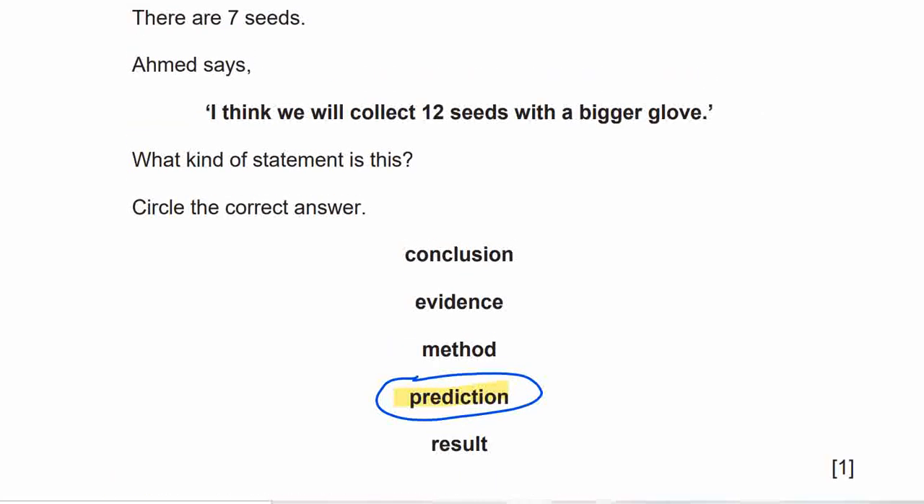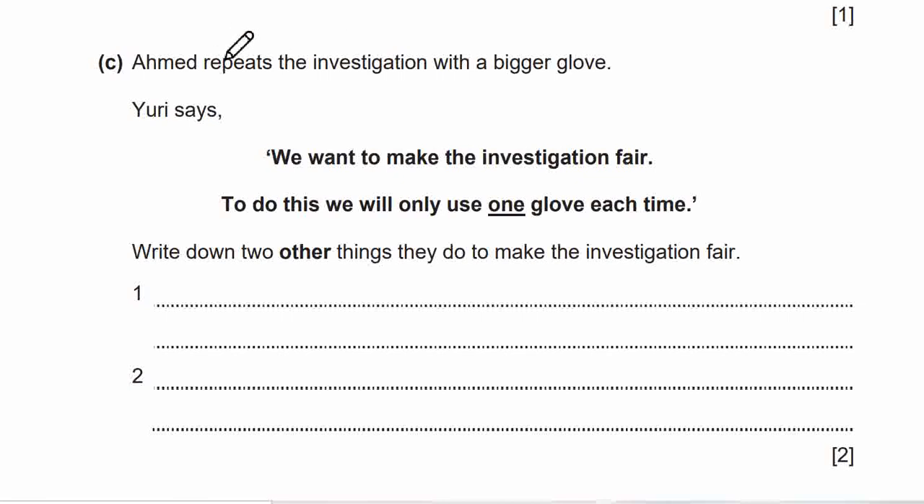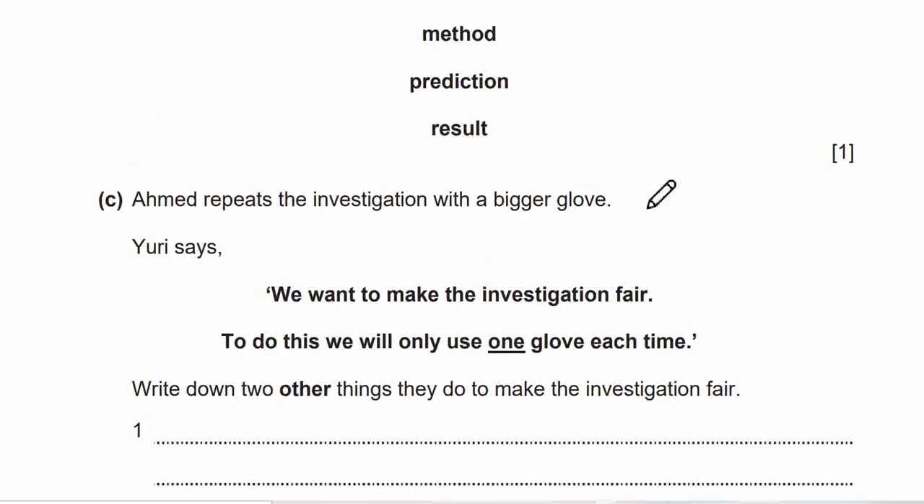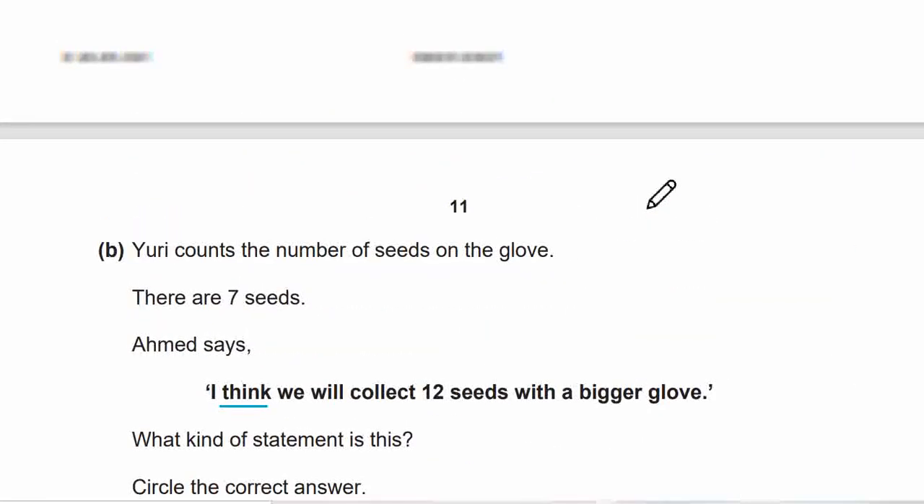Now let's move to the next question, C. Ahmed repeats the investigation with a bigger glove. Yuri says, we want to make the investigation fair. To do this, we will only use one glove at a time. Write down 2 other things they do to make the investigation fair. Well, let's see from the top.